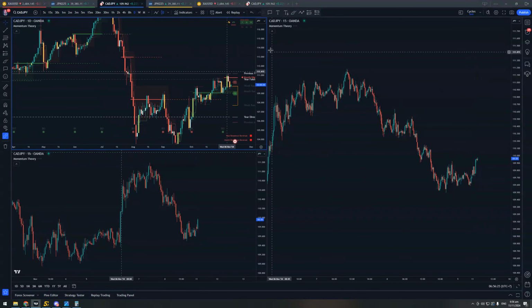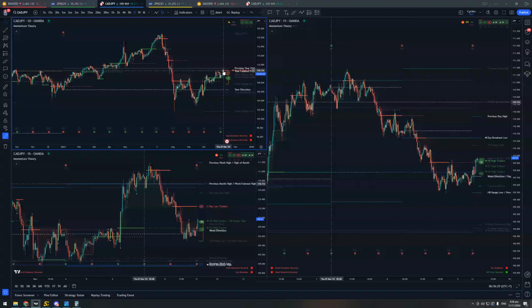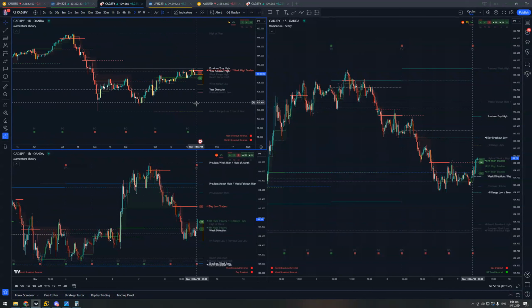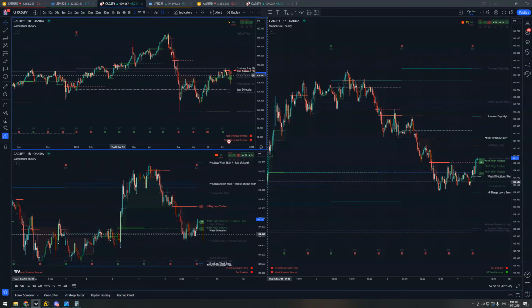Yeah, I took it Friday. I mentioned that this is a fake out continuation move, and it would be really incredible if it actually just ends up dumping, because this is what this sort of formation does, breaking out of that previous year high, coming down as that false breakout.